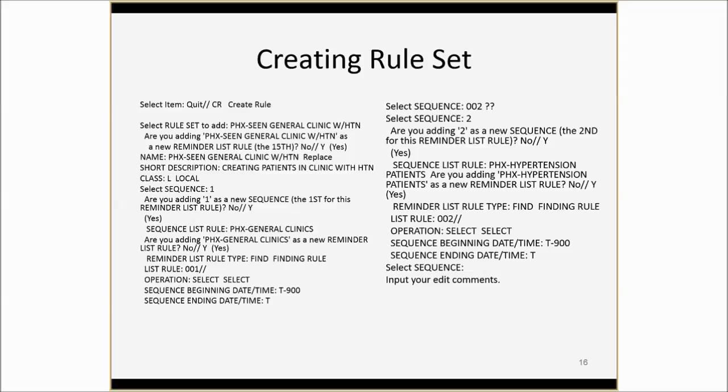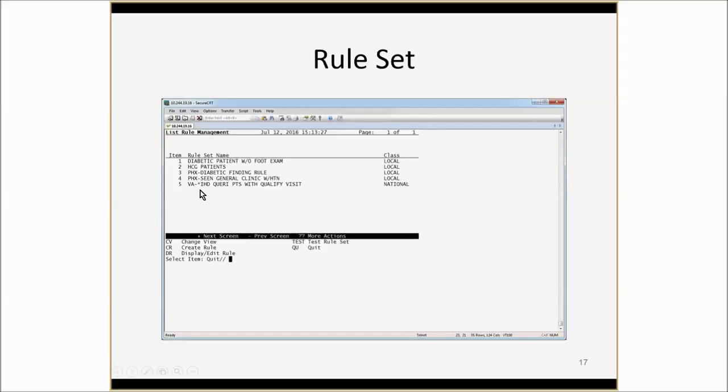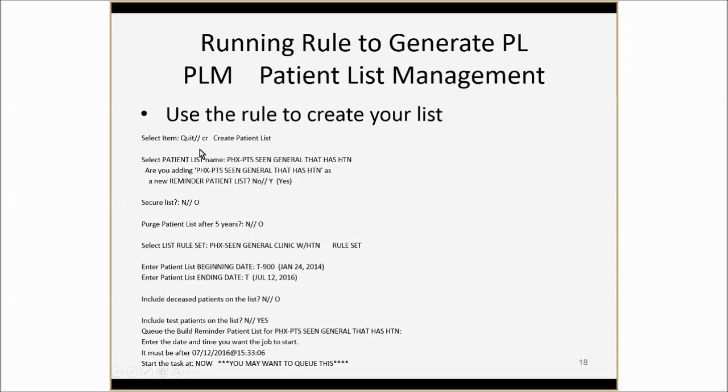My second sequence here is going to be hypertensive. Of all those patients that came in the last 900 days to my general clinic, how many of those are hypertensive? So my second rule is going to be applied to my first list that was generated with my first rule. And I put it together. So here is the sequence, and I run it.